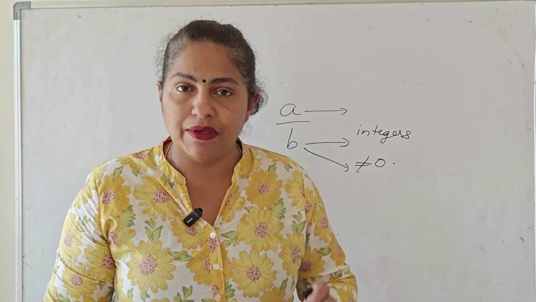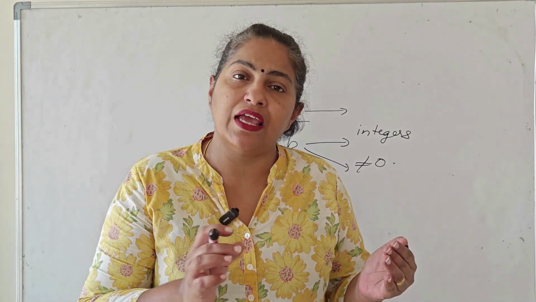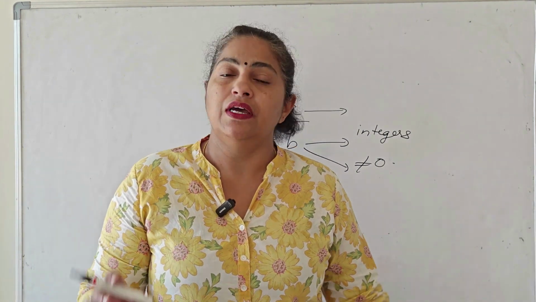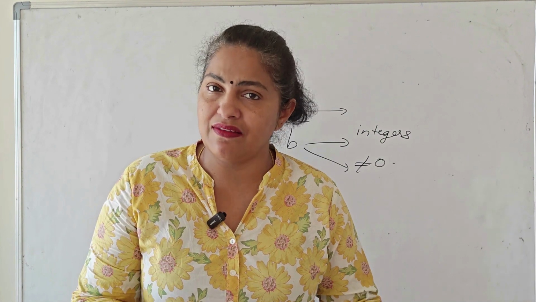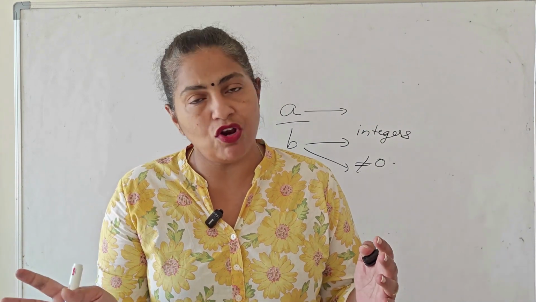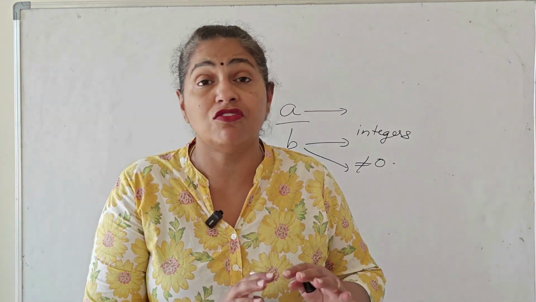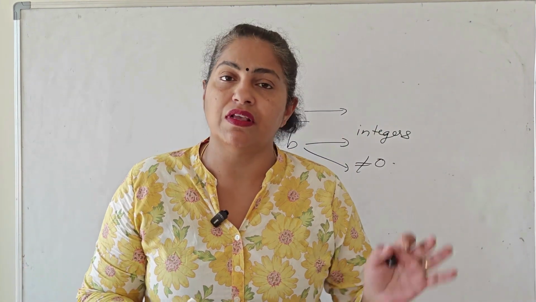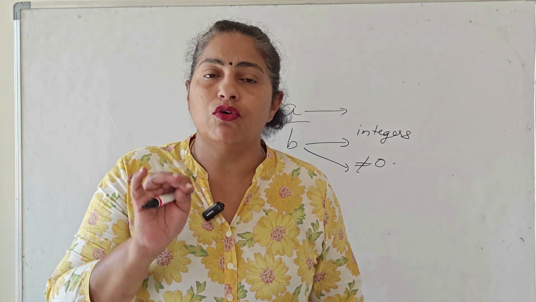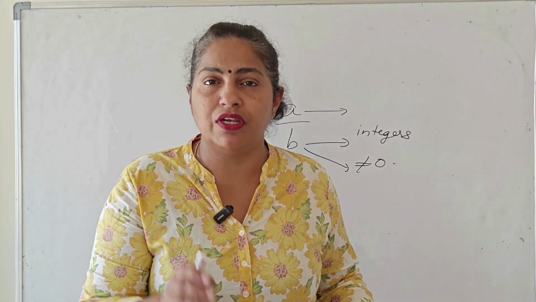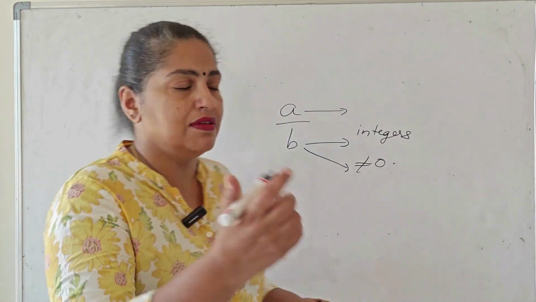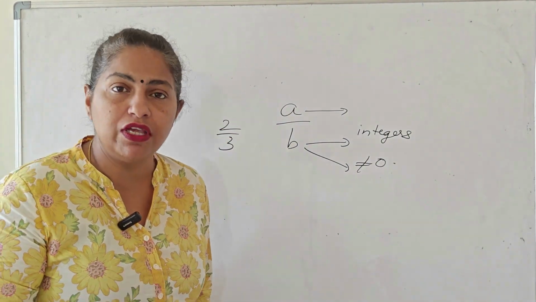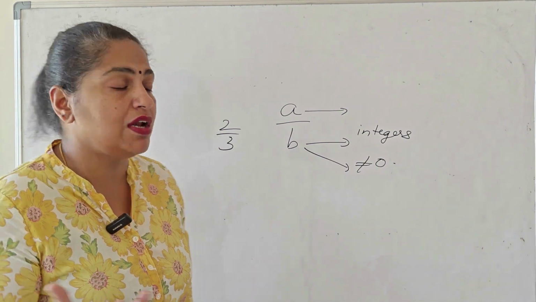Now, a and b being integers means they can have any value, including negative as well as positive. B not equal to 0, the reason is evident, because division by 0 is not possible in math. Such a number is not defined, right? That is what we say infinity. So we have no idea what that number is. So b cannot be equal to 0. Now that we are clear with the definition, can you tell me a few examples? You can say 2 by 3. A and b are integers, b is not equal to 0, so 2 by 3 is a rational number.